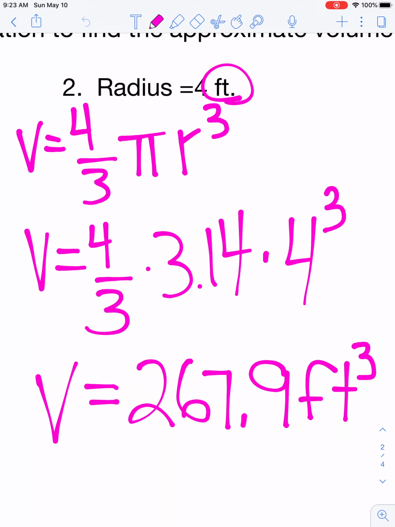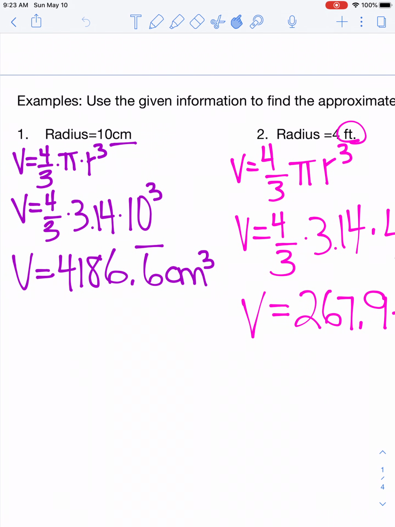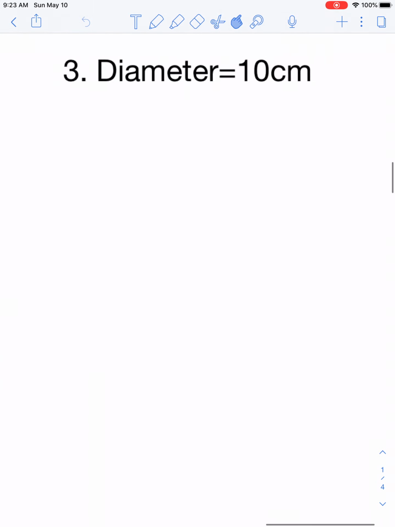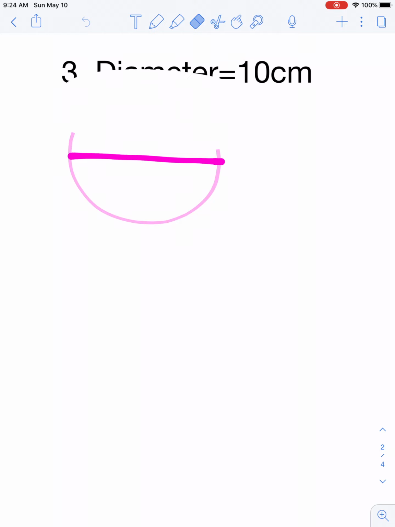Now, in those first 2 examples, they gave us the radius, which is exactly what we needed for the formula. In example 3, it's giving us the diameter. So what do we know about the diameter? So here's a circle. The diameter goes the whole way across, and the radius only goes halfway across. So I'm going to need to get half of 10. Half of 10 would be 5. So our radius is 5. That's what we need for the formula.